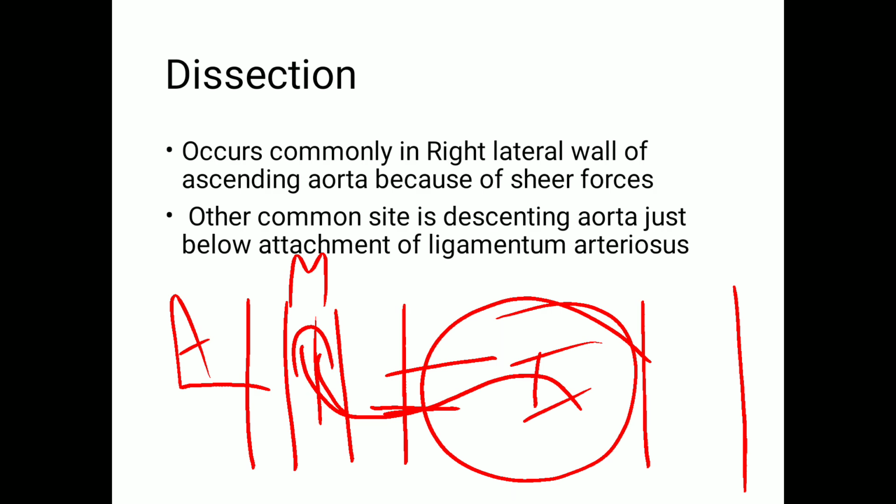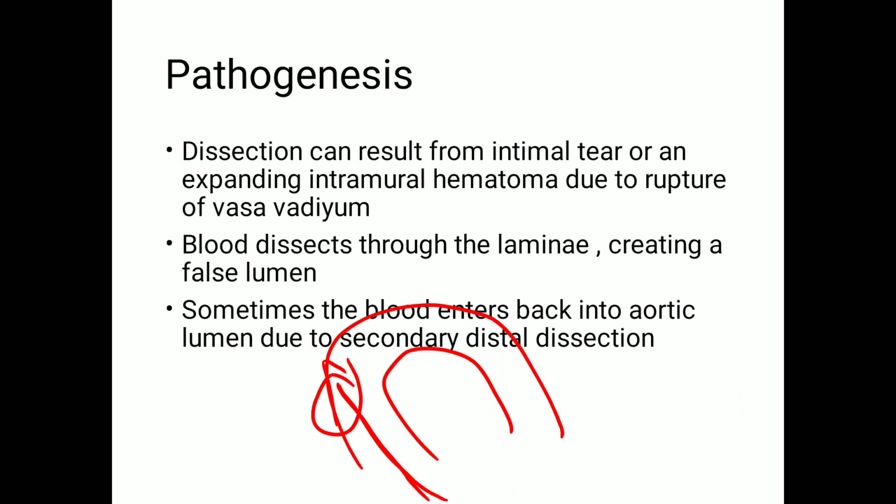can occur is just below the attachment of the ligamentum arteriosum in the descending aorta. So these are the two common sites where you can get it. Pathogenesis, as we have seen before, it results from an intimal tear which allows the blood to percolate through it.